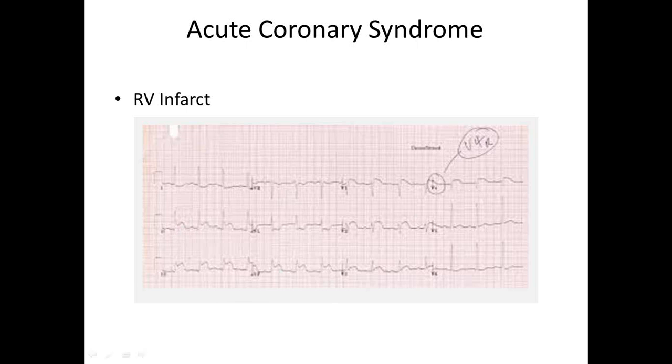Instead of putting the leads on the left side of the chest, and all of us know how to put ECG leads on, you put them on the right side of the chest the same way. And when you look at the V4, so this is not regular V4, but V4R because you put it on the right side, you're going to see ST elevation in the setting of an inferior wall heart attack.